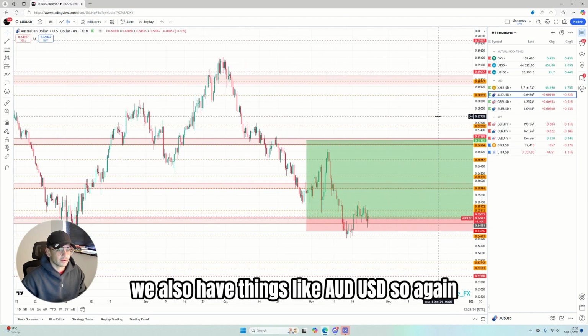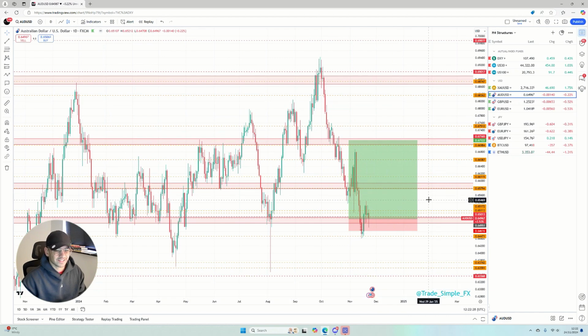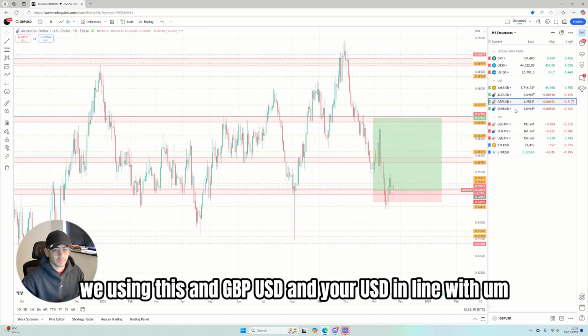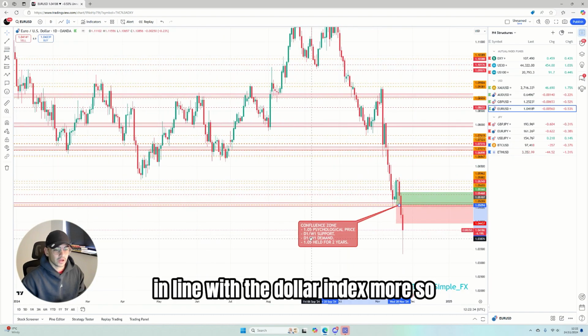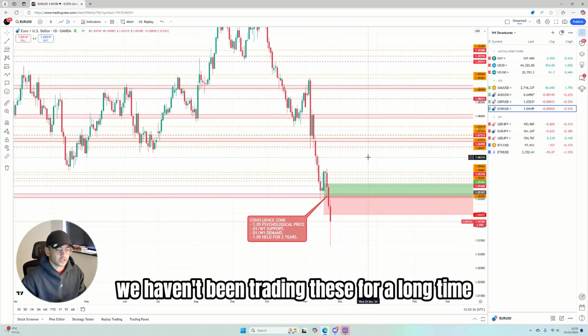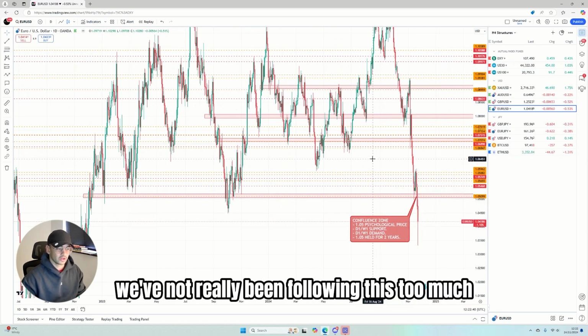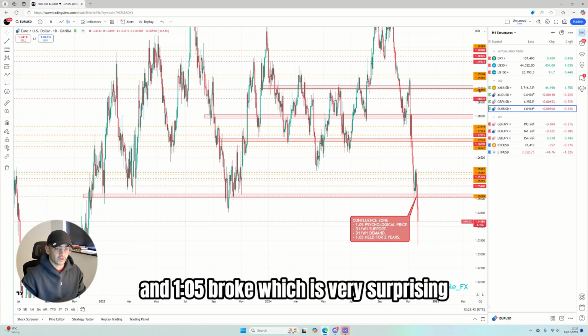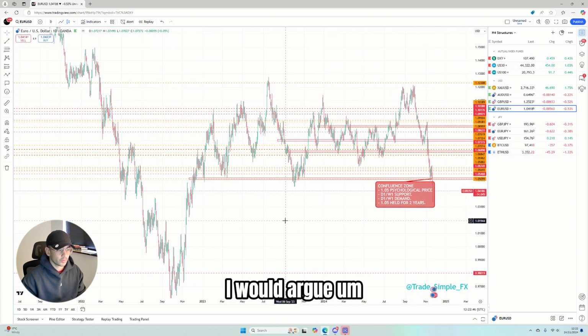We also have things like AUD/USD. So again, we're using GBP/USD and Euro/USD more in line with the dollar index. We haven't been trading these for a long time. Even CFDs, we've not really been following this too much. And 105 broke, which was very surprising. The next zone would probably be around 102, I would argue.